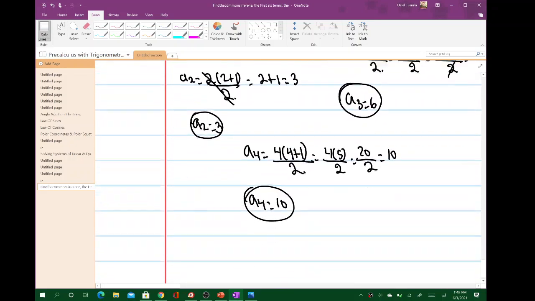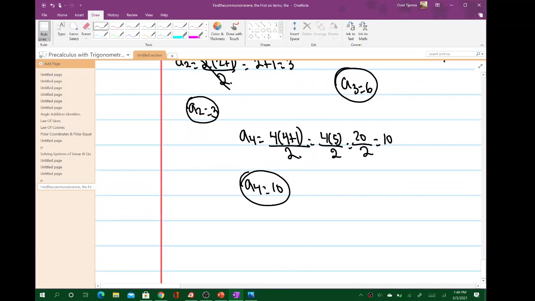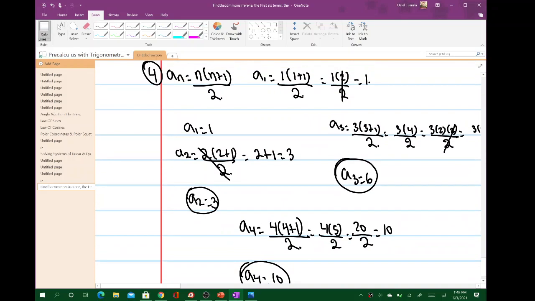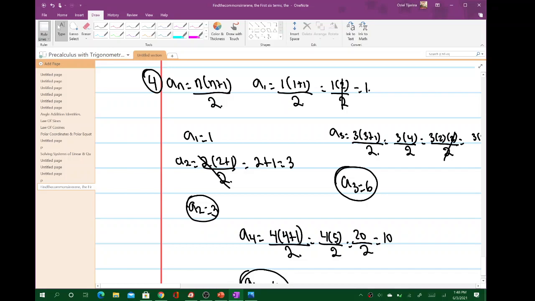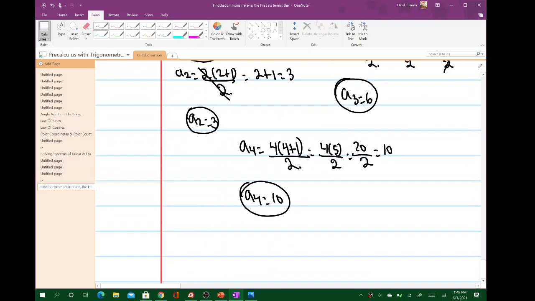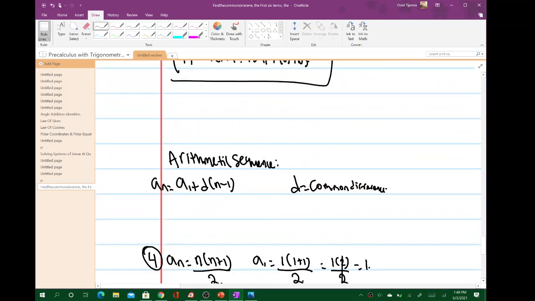So we know the first 4 terms. The first 4 terms are, a sub 1 is 1, so we have 1, 3, 6, and 10, right? So that's how you do that one.